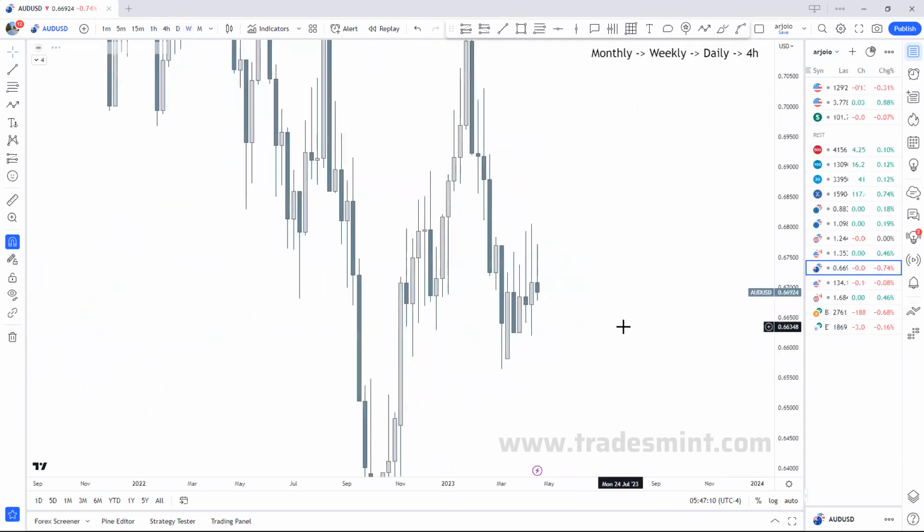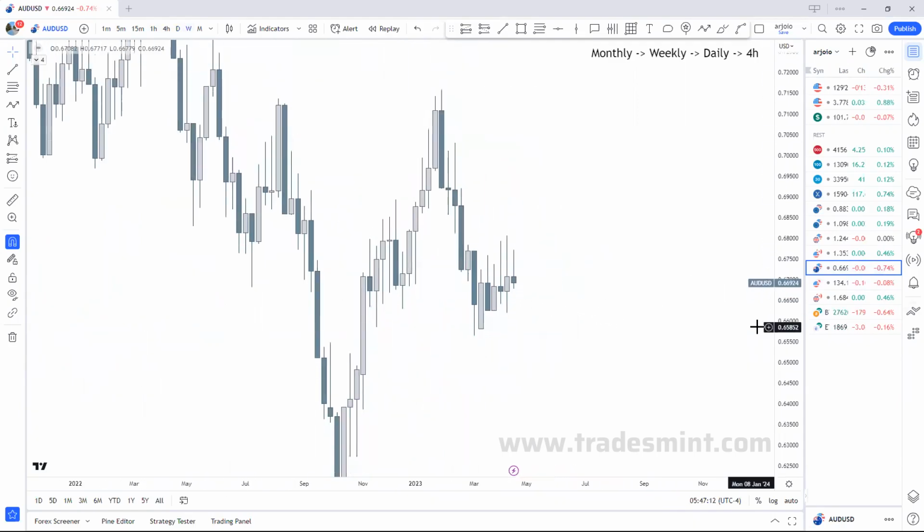Odd USD, not even going to bother. I'm not going to do an analysis on this one.